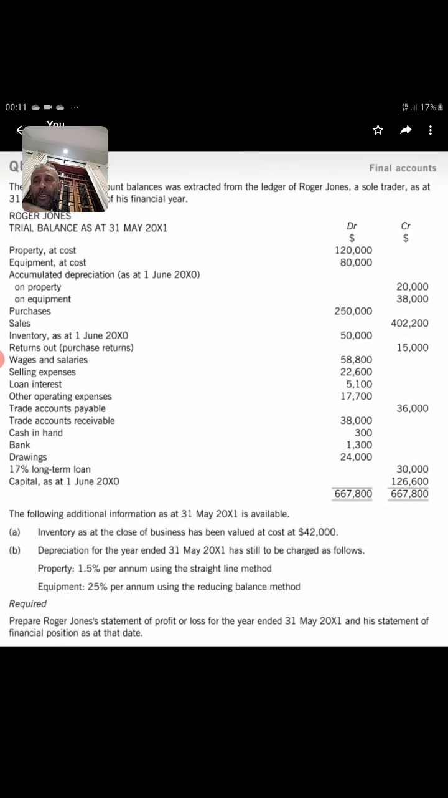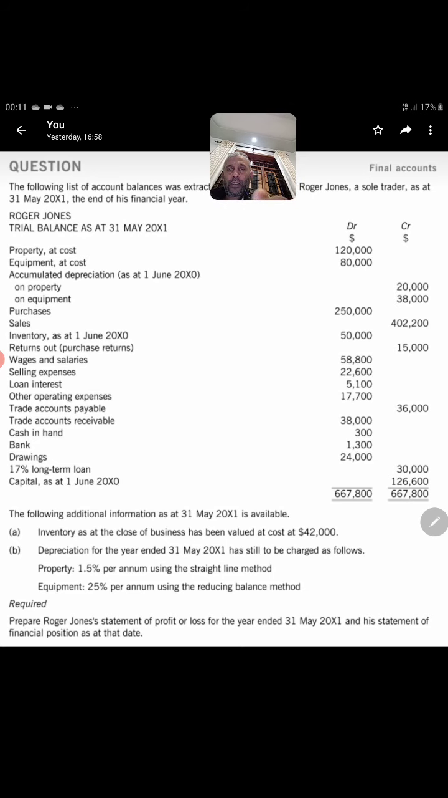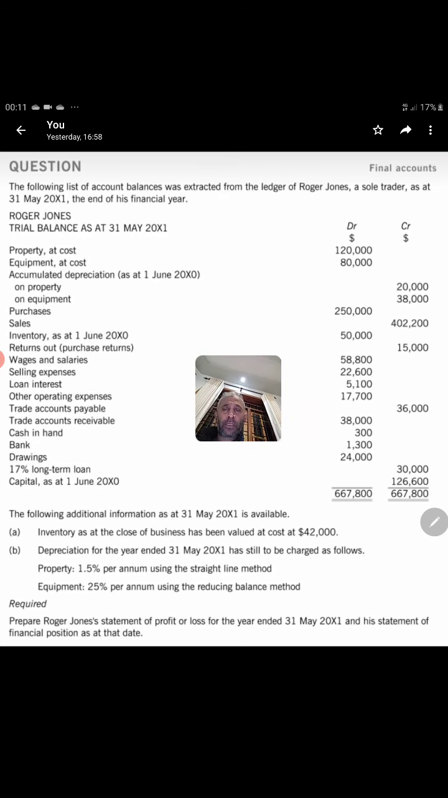Now, if you see here, the following list of account balances was extracted from the ledger of Roger Jones, a sole trader, as of 31st May 20X1, the end of his financial year. Roger Jones' trial balance as of 31st May 20X1 shows property at cost, equipment at cost, accumulated depreciation, and so on. They are giving so much different information, and they're also giving you additional information as of 31st May 20X1.